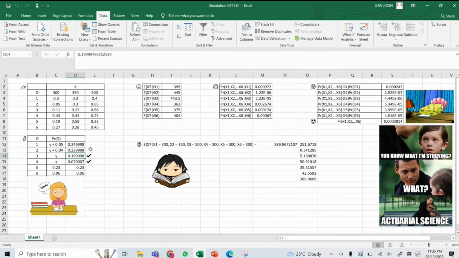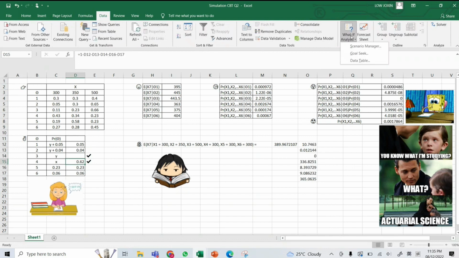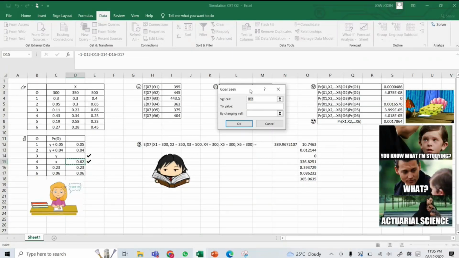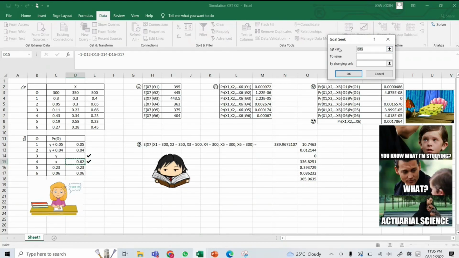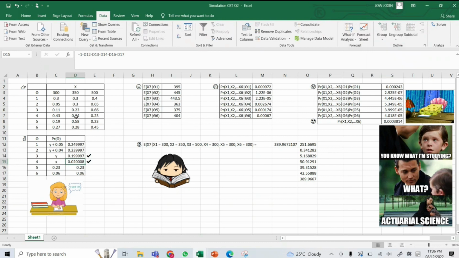Besides the Solver, we can also use Goal Seek. It is actually the same function, but different. So we set this cell equal to 389.9672107 by changing this cell. So we will get the same thing. Alright, so our y value will be approximately 0.2 and x value will be approximately 0.02. So that's it for this question.